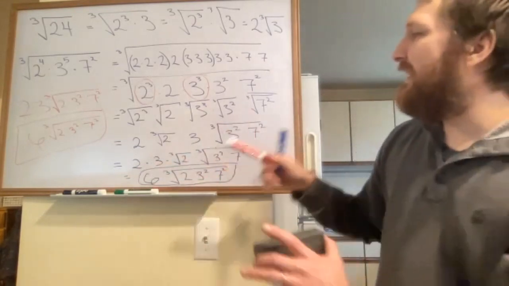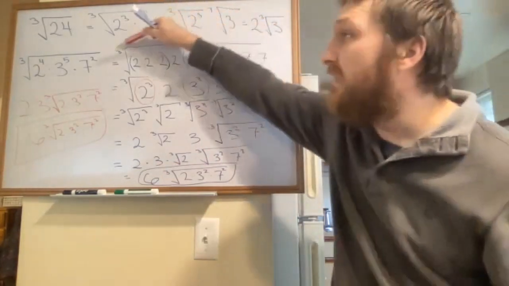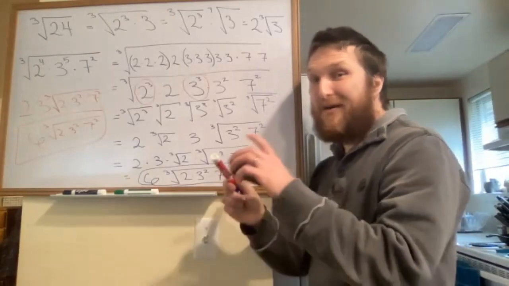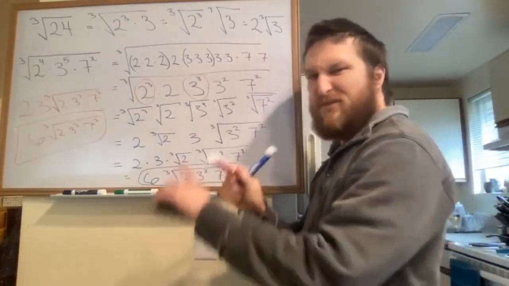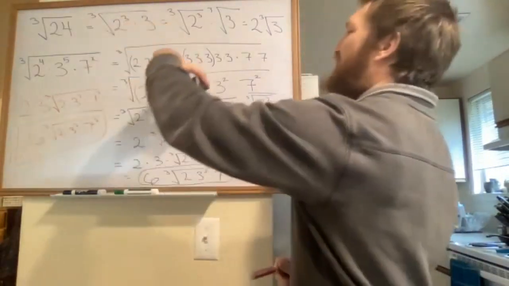But then I said, we're not going to do this unless you want to. And honestly, I did this for a long time where I just wrote out every single number because I didn't trust myself. I was like, okay, I'm just going to write out every number. 2 to the 4th is 4 2s. 3 to the 5th is 5 3s.